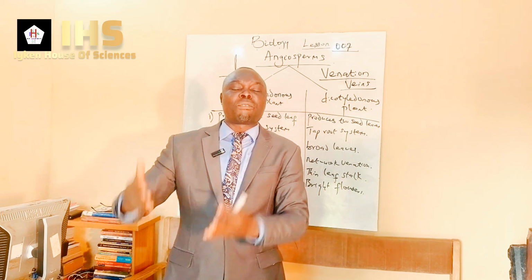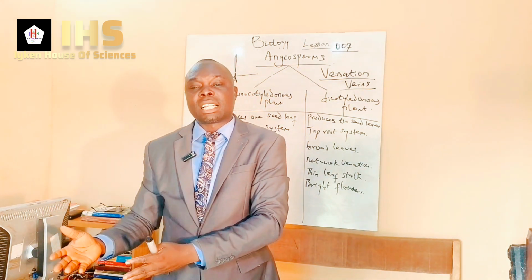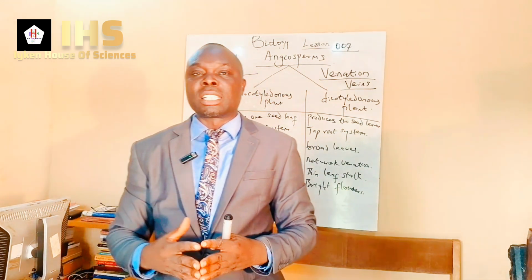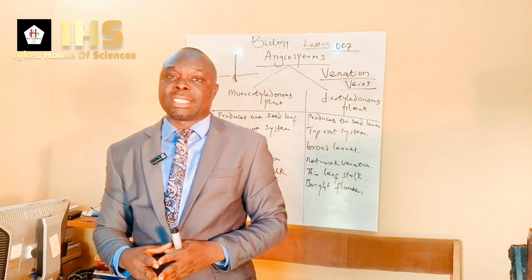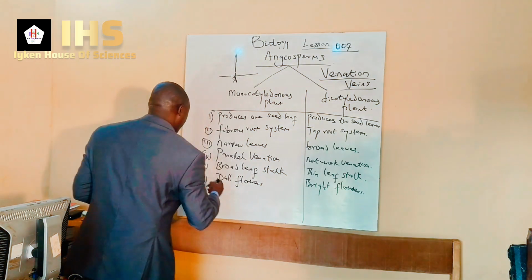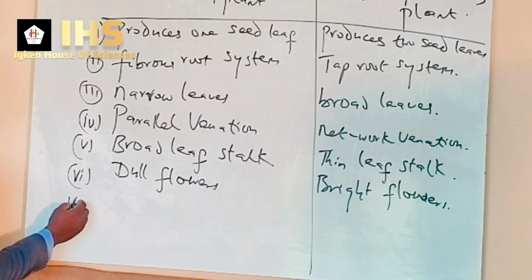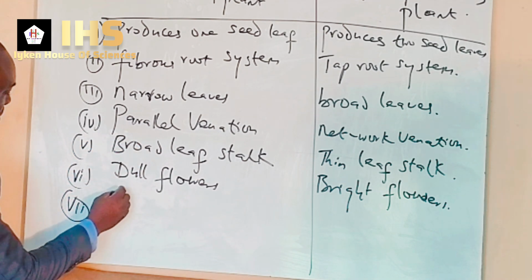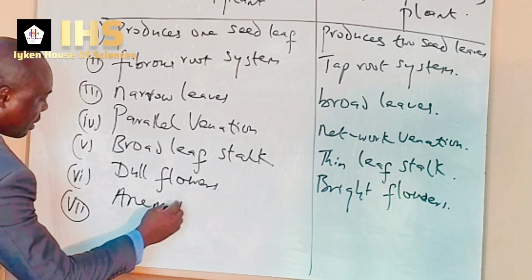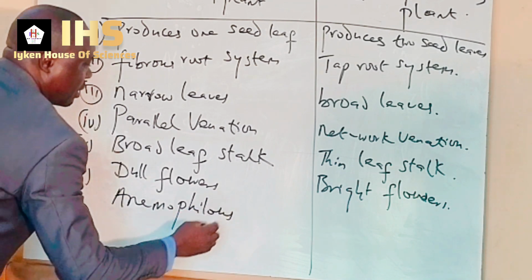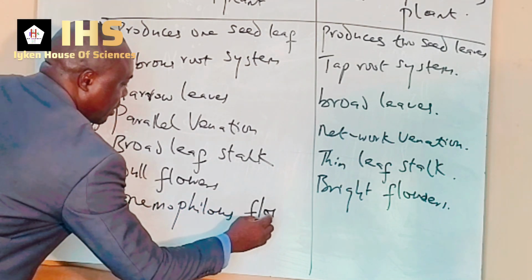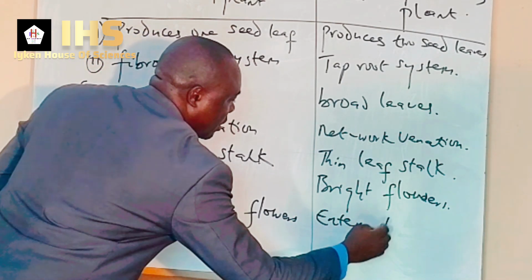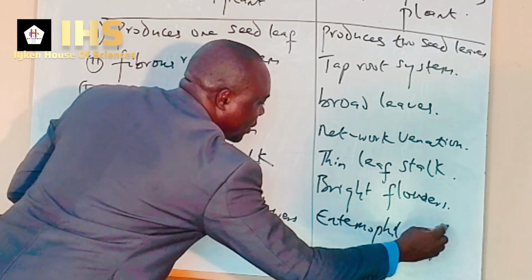Anemophilous flowers are those flowers that are pollinated by wind, while entomophilous flowers are those that are pollinated by insects. So we can call this one here anemophilous flowers, and this one entomophilous flowers.